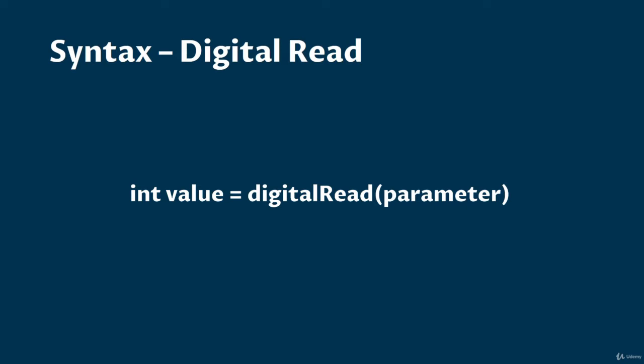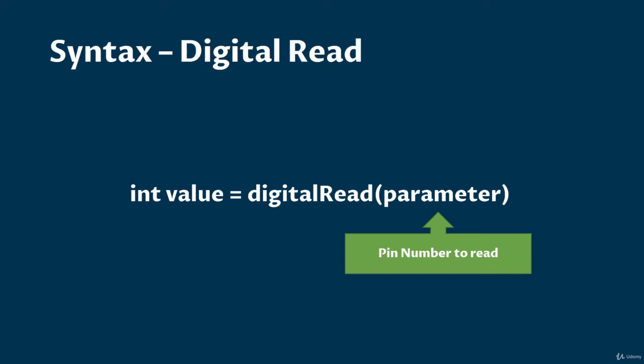See this example. int value = digitalRead(parameter). The parameter here is the pin number which you want to read. If you connect a button at pin 11, then you should write 11 as the parameter. Whenever you call this function, the processor will read the pin status and store the result in the variable value.